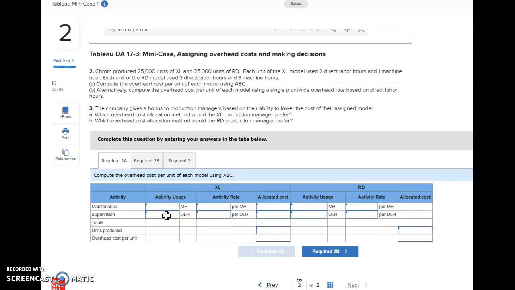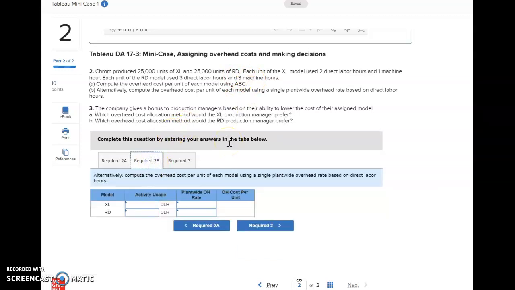And then for supervision, we want the direct labor hours. And so we can see XL's direct labor hours per unit and then multiply that by the 25,000 units. Because we're going to get the allocated costs in total and then divide by the units produced to get the overhead cost per unit. Okay, so we'll have to do that, and then same for RD. There's 25,000 units of RD, but to get the machine hours, we're going to have to multiply the 25,000 by the machine hours per unit. Okay.